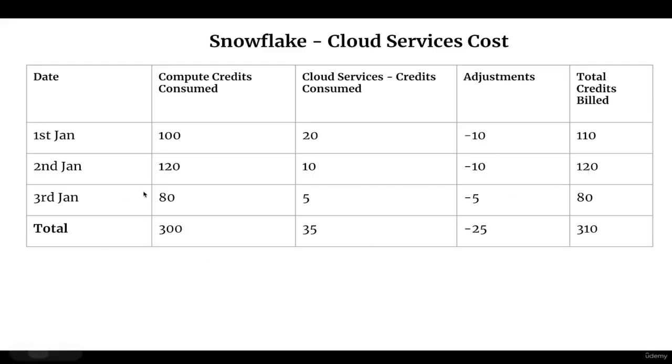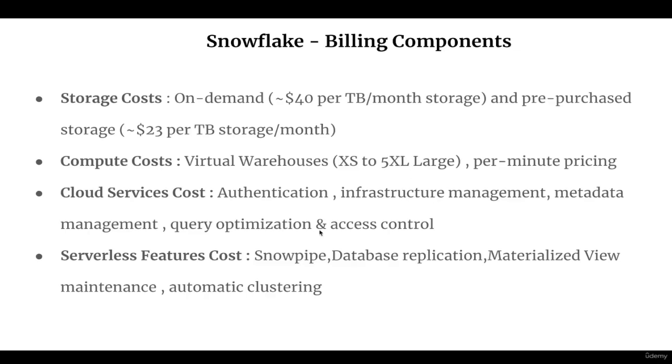So it's 120. On the 3rd of Jan, your compute credits was 80 and the cloud services was 5. And I believe 5 is less than 10% of 80. So the entire amount is slashed. You don't have to pay anything for your cloud services. It's going to be 80. All right. Now, by the end of the billing cycle, which is usually the last day of the month or the first day of the next month, the total credits billed will be your summation of each day. So that's how you estimate your cloud services cost. So let's go back to the previous slide.